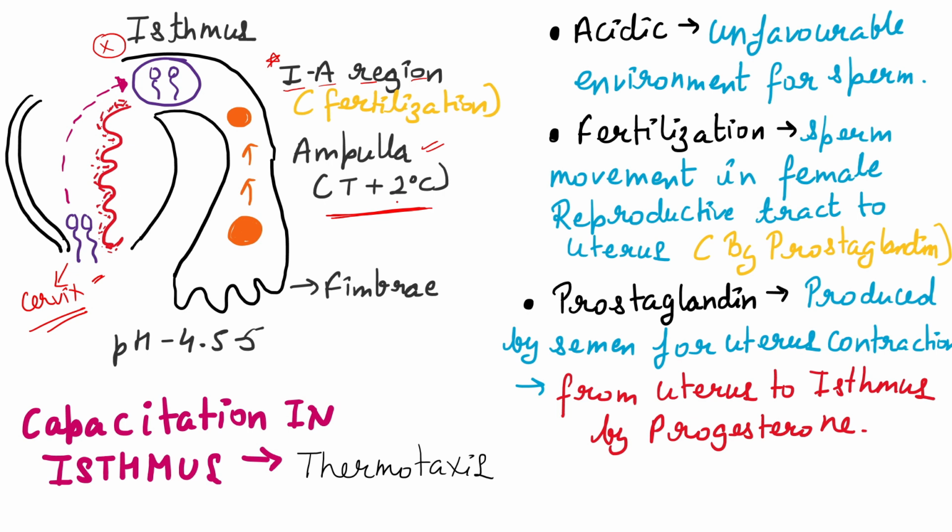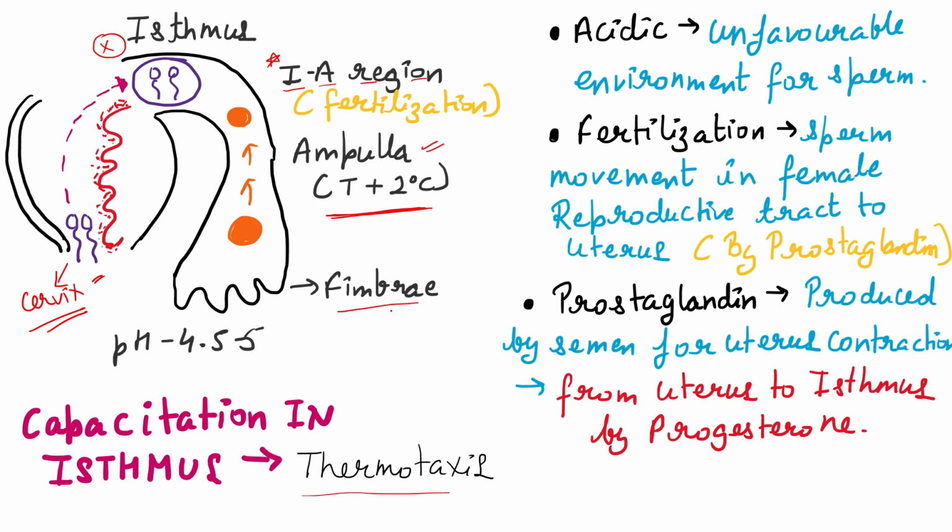And what is temperature difference required for? Temperature difference is required for the fertilization to happen. So capacitation in isthmus is due to thermotaxis, that is the difference between temperature. So when there is a difference between a temperature, then only the sperm gets that signal to get activated, and activation is known as capacitation.